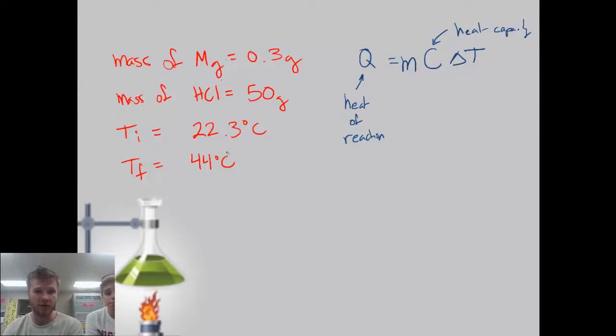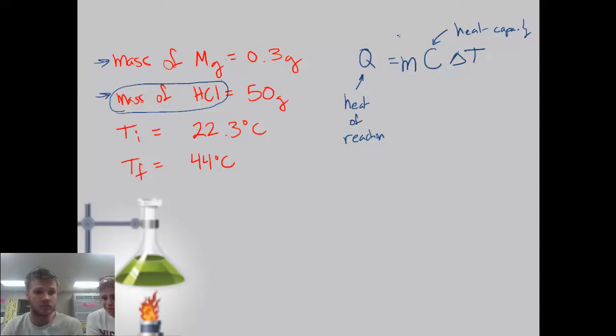Okay, so let's look at what we have. Well, I have two masses. I'm going to have to decide what mass I'm going to use first. We're just going to give you this one. We're going to be using the mass of hydrochloric acid, and the reason is because we were taking the temperature of the liquid. Well, the liquid was hydrochloric acid. So that's the reason why we want to use that mass.